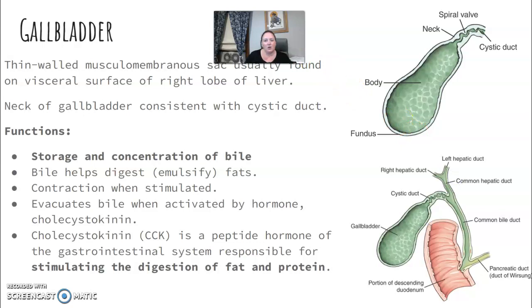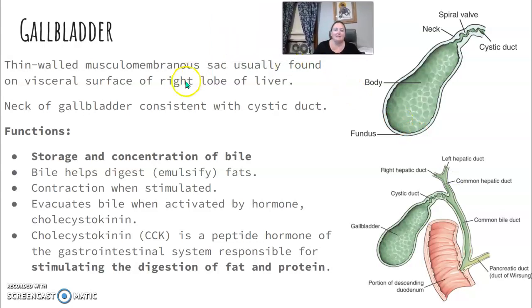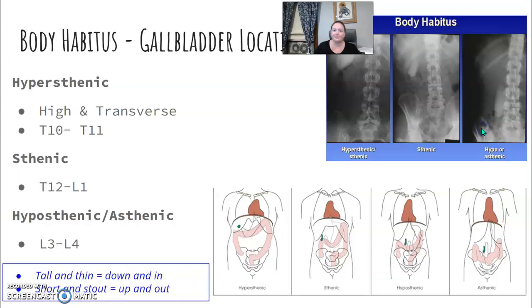Gallbladder, also on the right. It's a membrane sac usually found on the surface of the right lobe of the liver. It's involved in storage and concentration of bile. A lot of bile talk, all right? Okay, so coming up the common bile duct here, where it splits off to the cystic duct, that's where the gallbladder is going to hang.